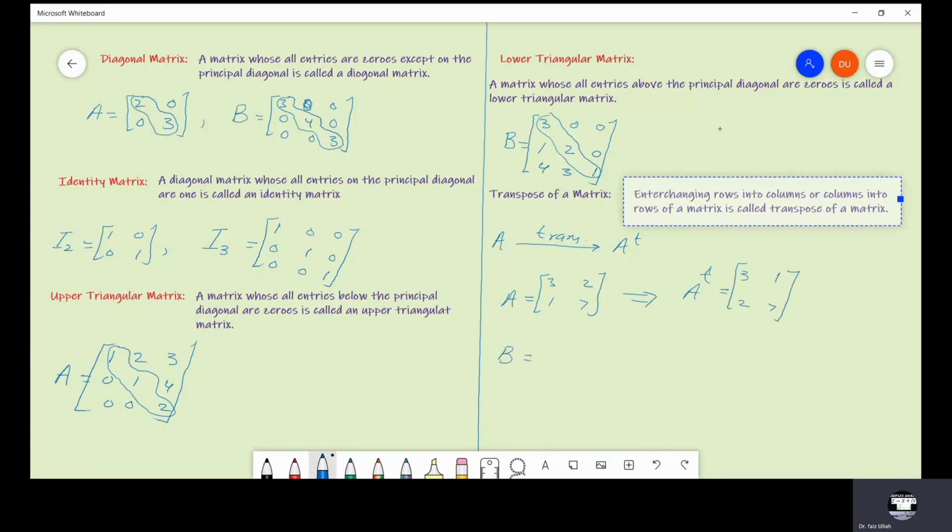Let us write another matrix. In this matrix I have 1 2 4 3 2 1 7 4 2. Now what is transpose of matrix B? Let us write it. First row in first column, 1 2 4. Second row in second column, 3 2 1. Third row in third column, 7 4 2. This is called transpose of matrix B.